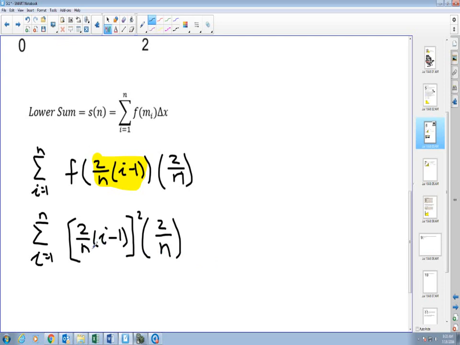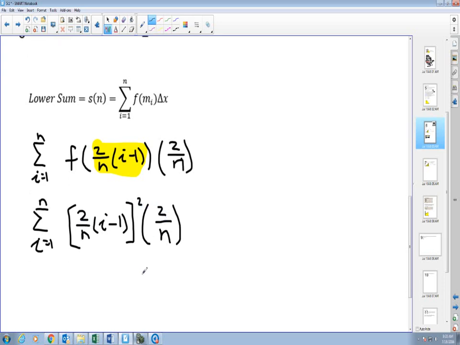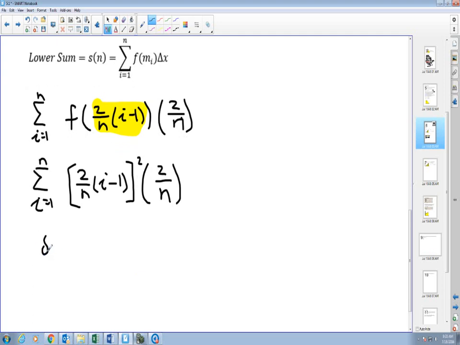We'll make it easy. I'm going to take out this 2 over n. 2 squared is 4, and that 4 times this 2 will be 8, over n squared times another n back here. Eventually it will be n to the third. So that will isolate the summation of just i minus 1 squared.